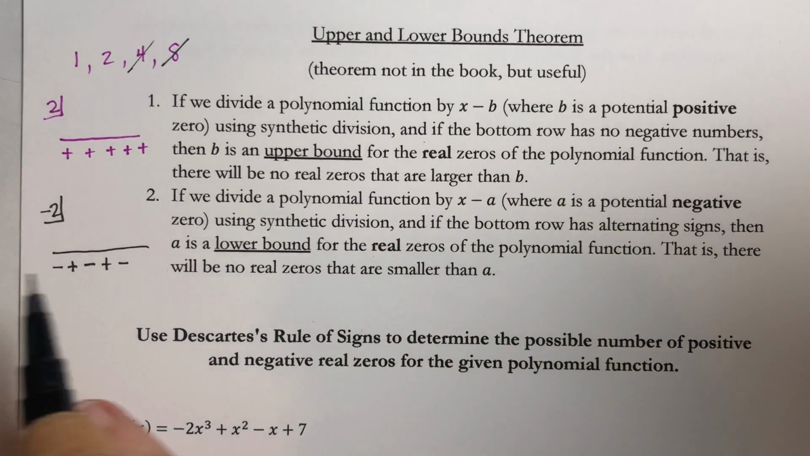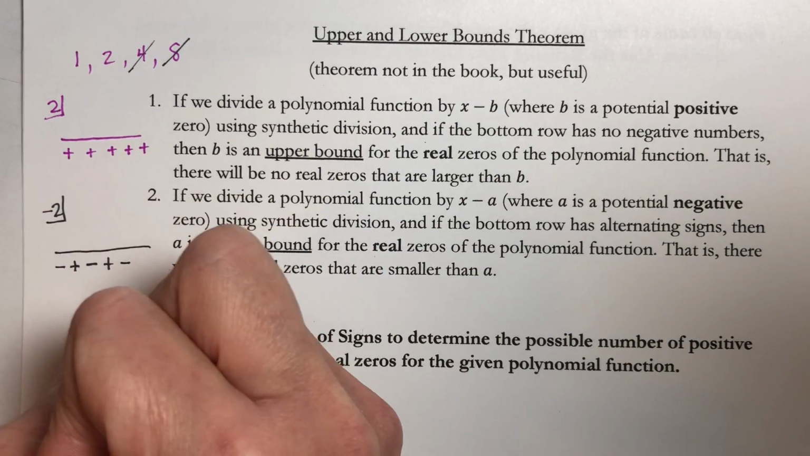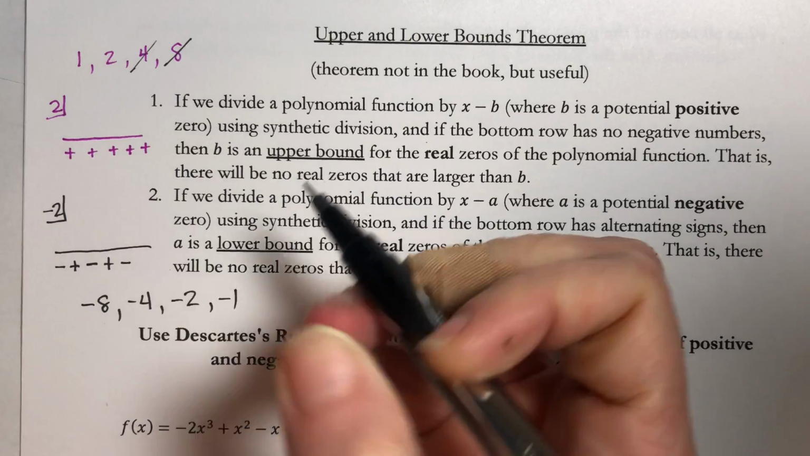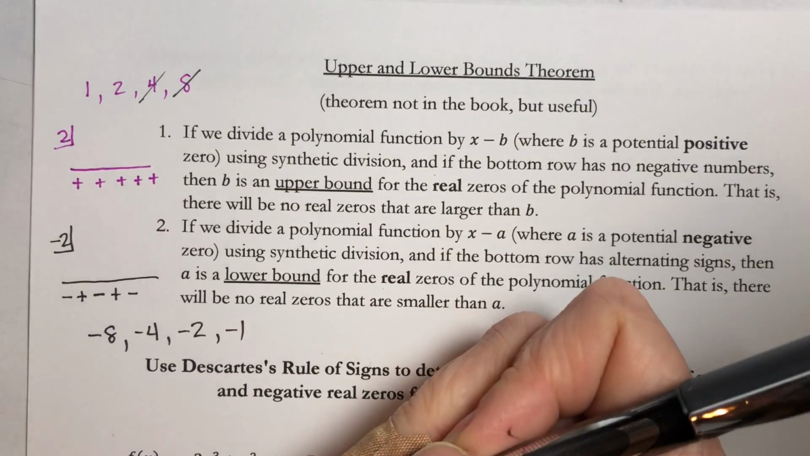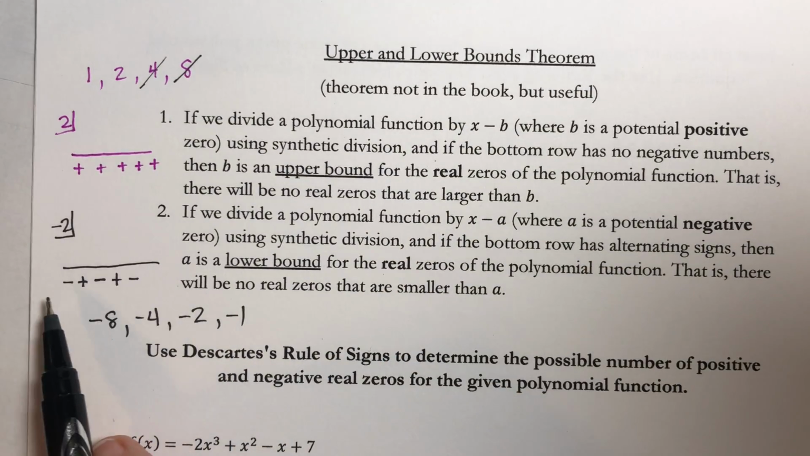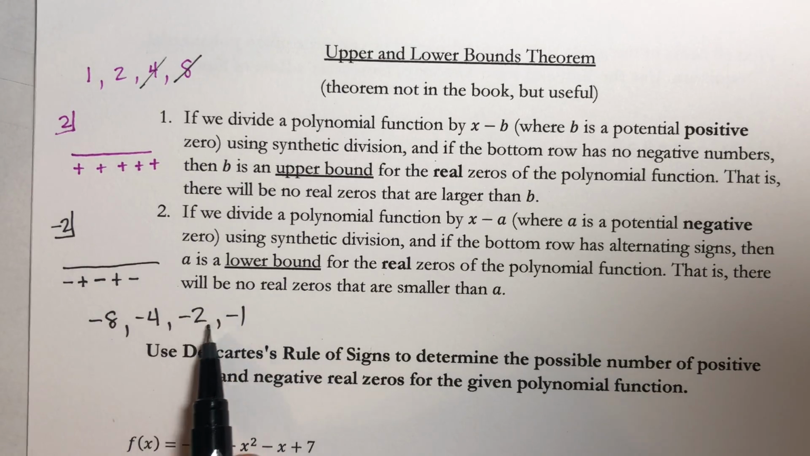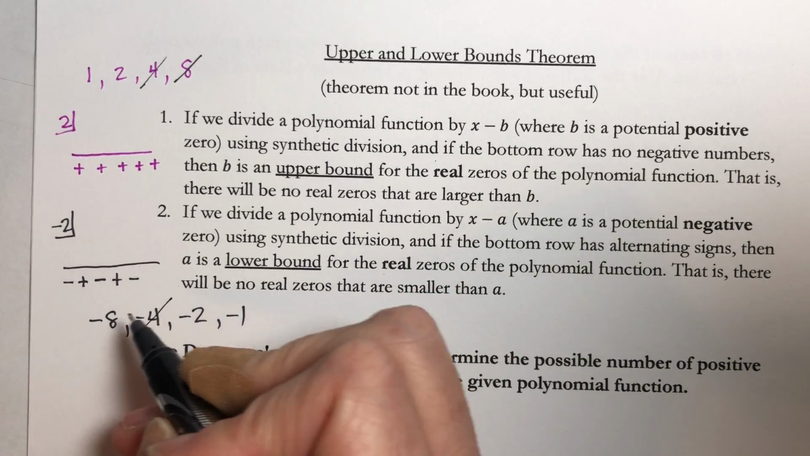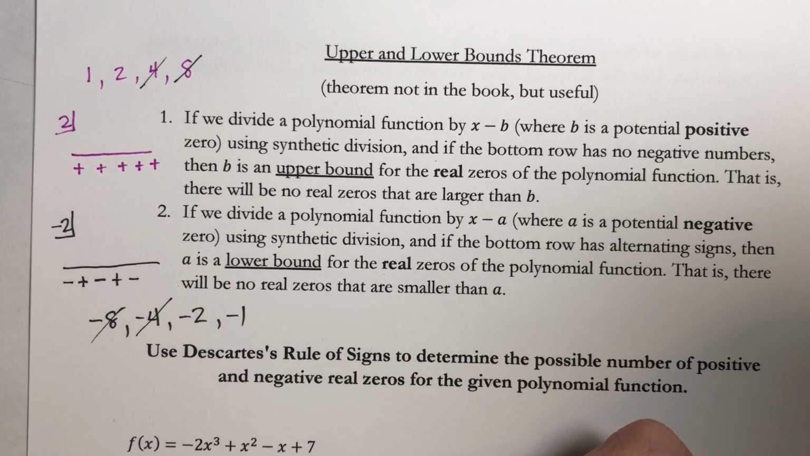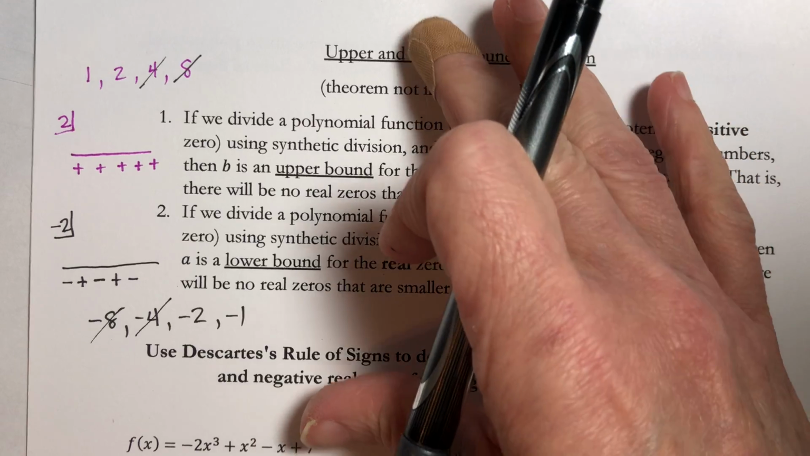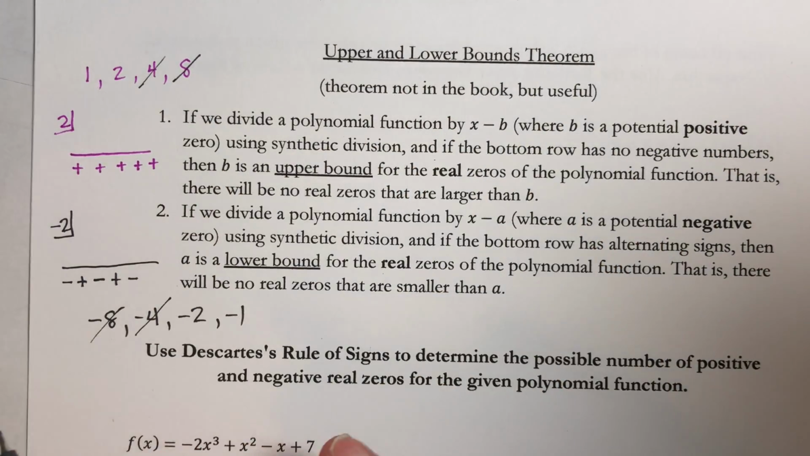So let's say your potential negative answers are negative 8, negative 4, negative 2, and negative 1, the opposite of what I have right here. If I check negative 2 and I end up with alternating answers, then I can eliminate everything smaller than this. So I would be able to eliminate negative 4 and negative 8 as well. Again, I'm not testing you on this, but if you keep this in mind, it can help you narrow down your answers a lot more quickly.